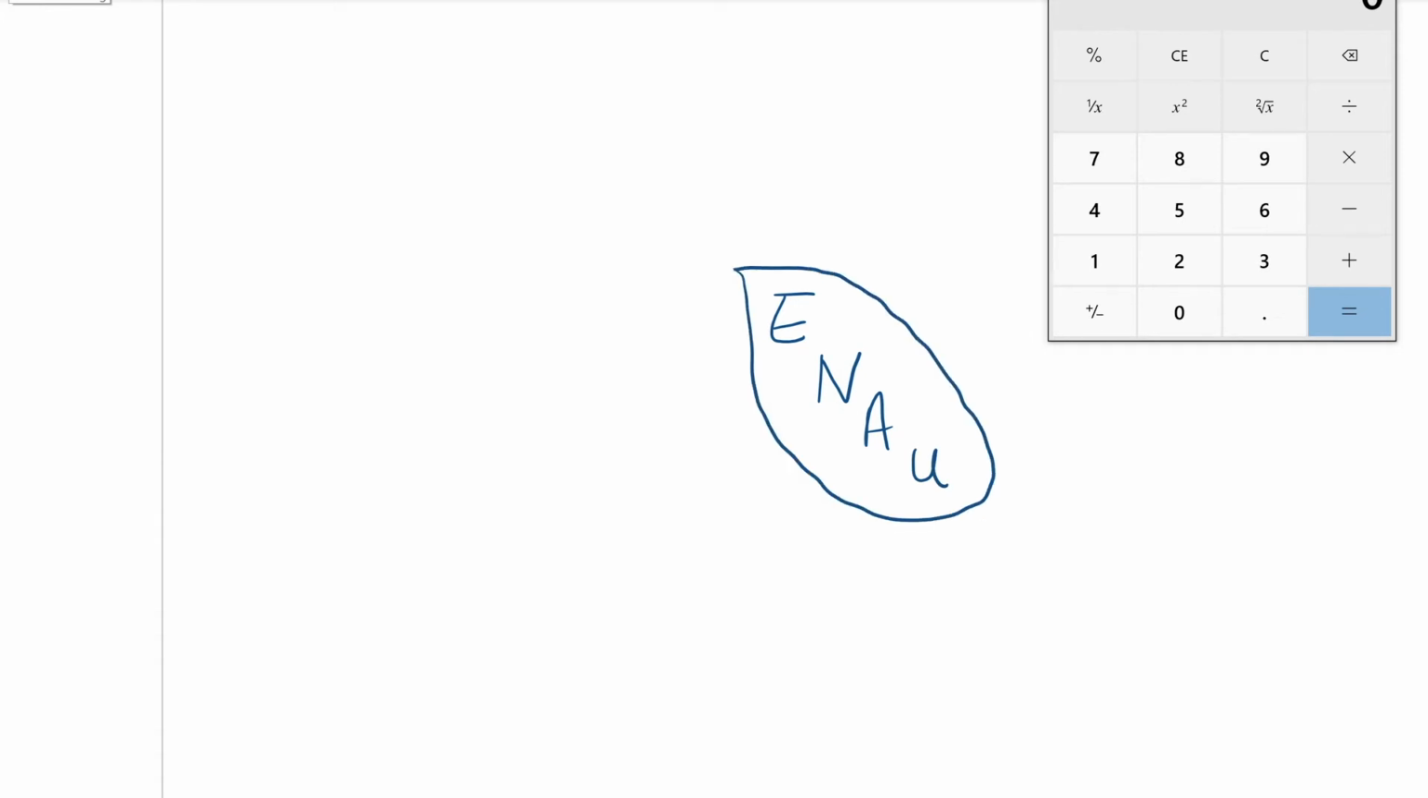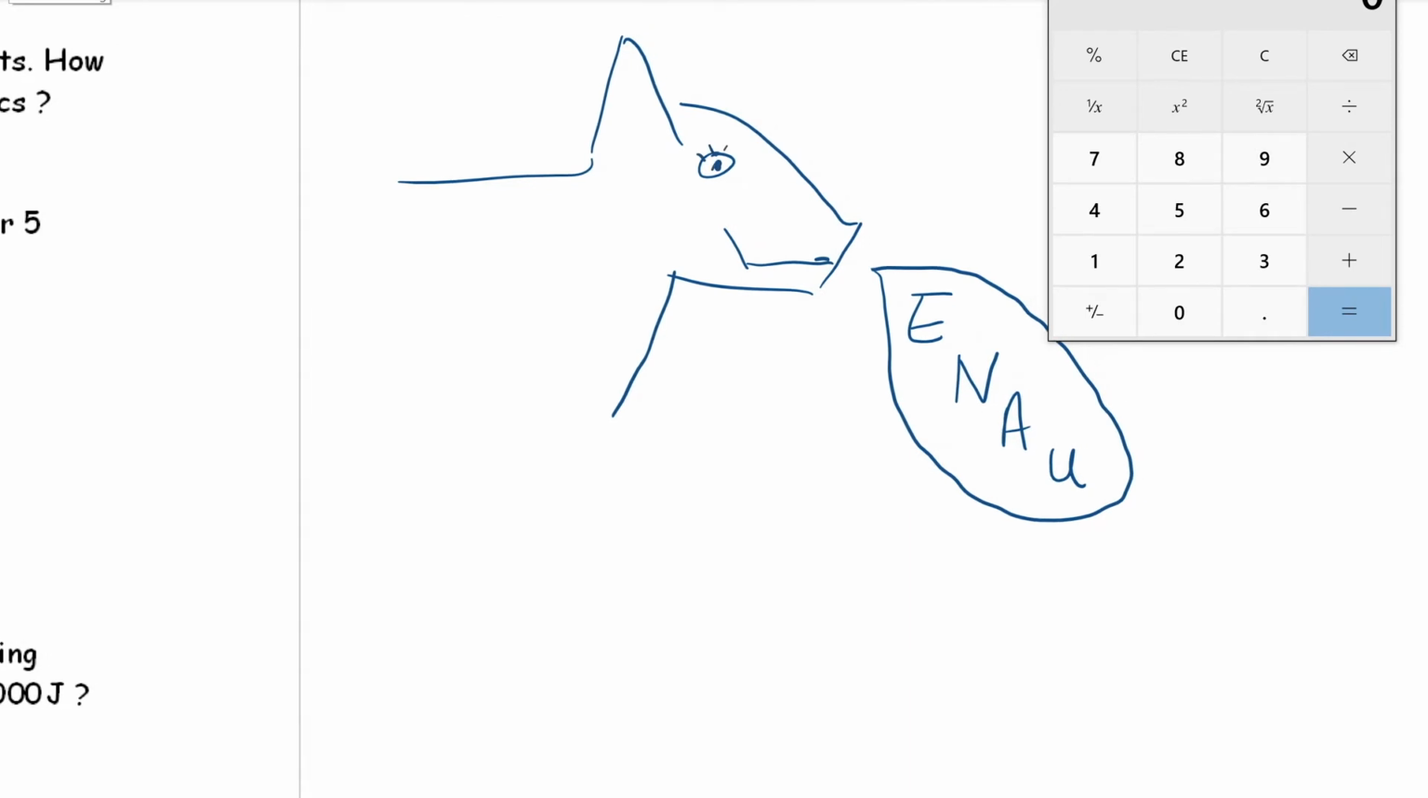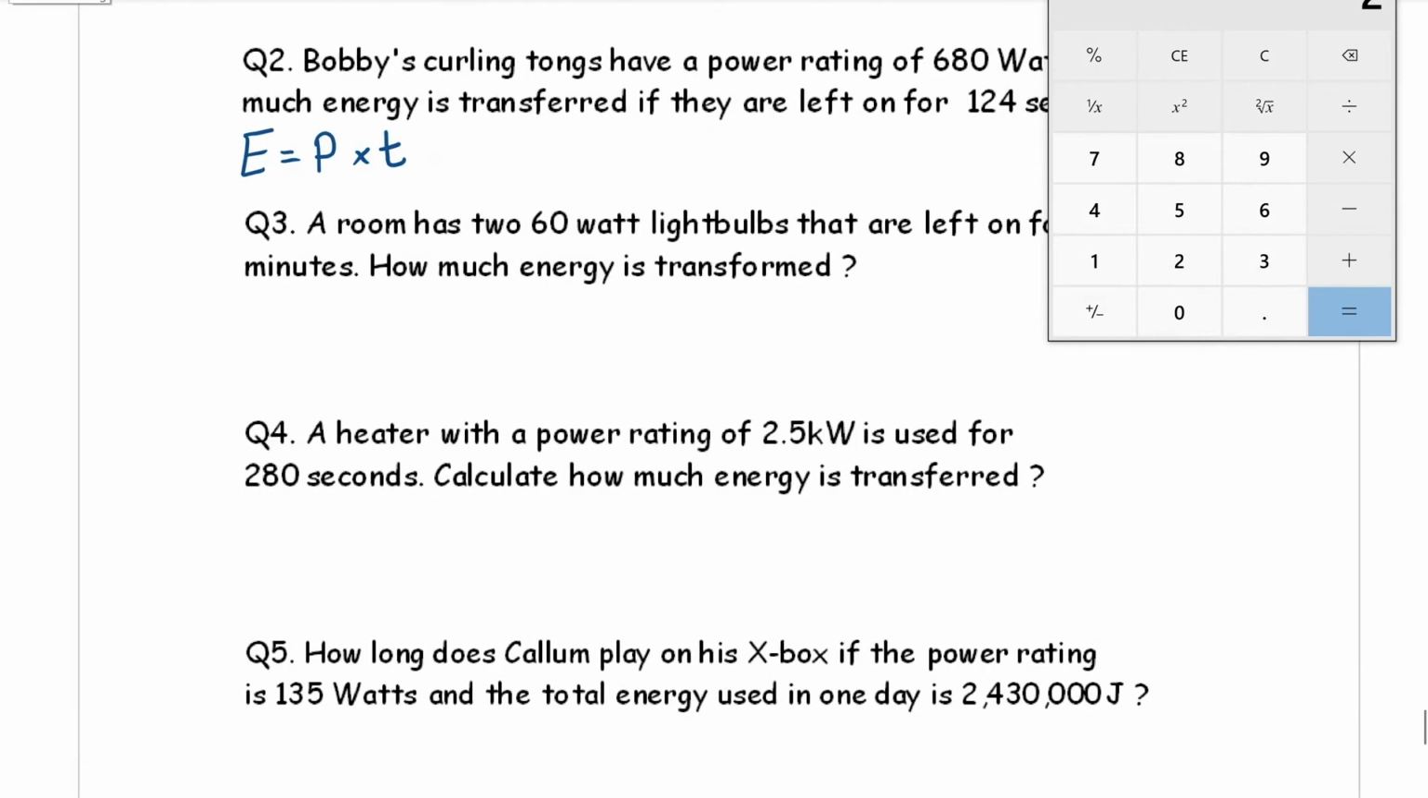Sounds a little bit like Eno. I'm sure I've told you this before, and I always think of Eno the donkey. That's supposed to be a donkey. Eno: equation, number, answer, unit. You've got to remember that to get the full mark. So there's our equation.